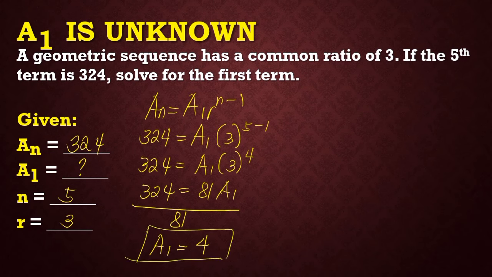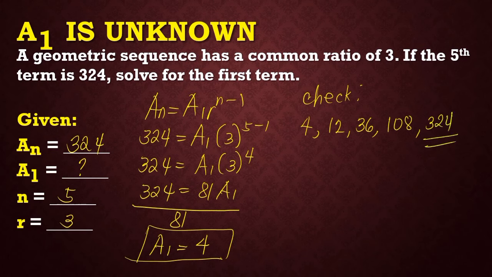So, to check kung tama ba yung claim natin na a sub 1 or first term is 4, check natin. Kailangan makuha natin yung 324 na fifth term. So, kung mag-start tayo sa 4, mag-multiply ka ng common ratio na 3. So, 4 times 3, 12. Times 3, 36. Times 3, 108. And then times 3, 324. So, you can see, nakuha natin yung fifth term na 324. Therefore, the first term of the given sequence is 4.